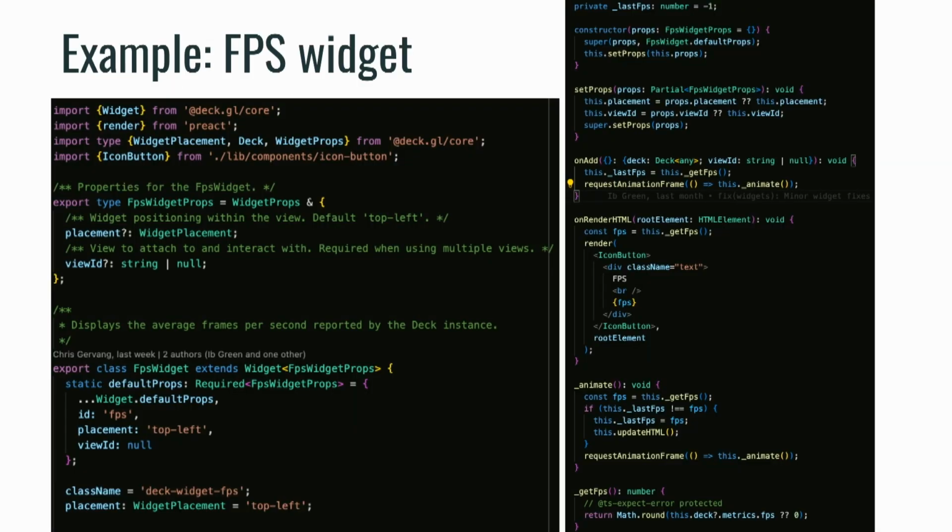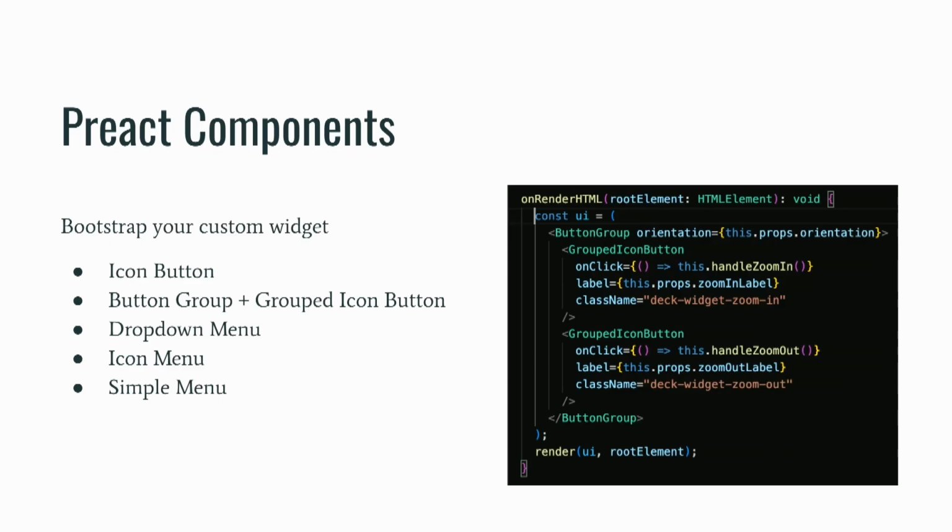So this is just an example of how the first person widget, the frames per second widget, is implemented. So you can see it really isn't very much code. It's just explaining how you'd like to render something. We have a few small helper components that can help you, like the icon button, so you don't have to reinvent it yourself. And yeah, that's pretty much it.